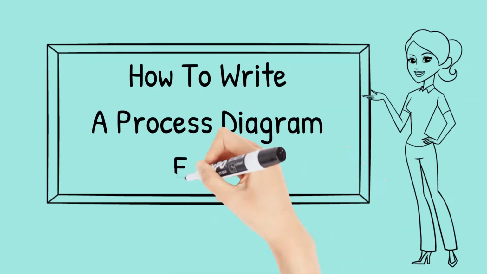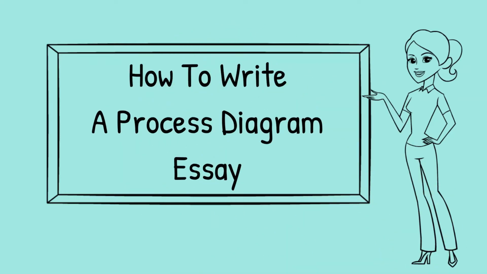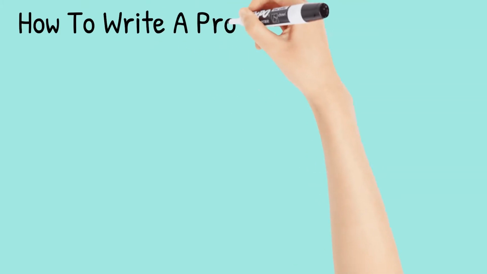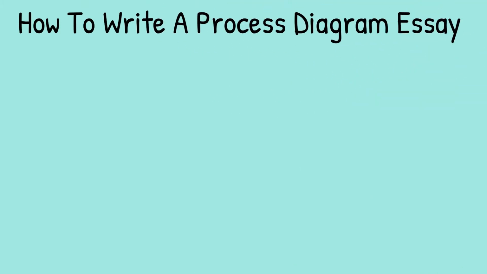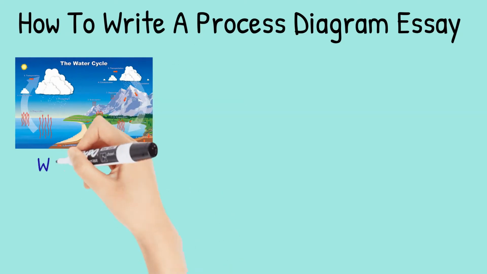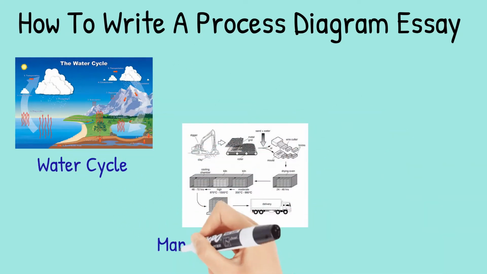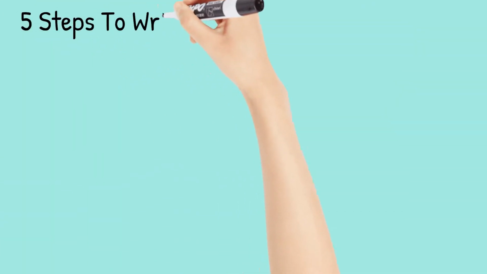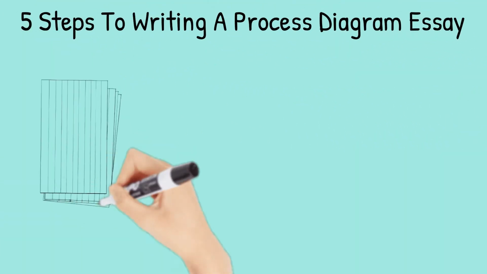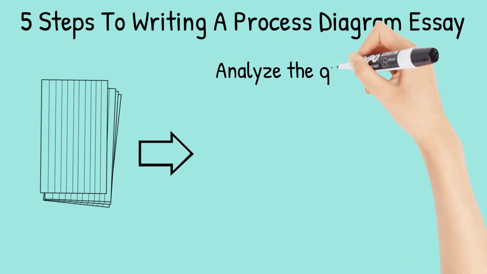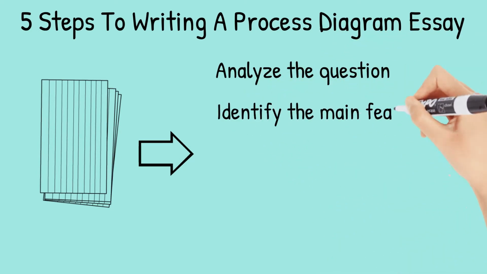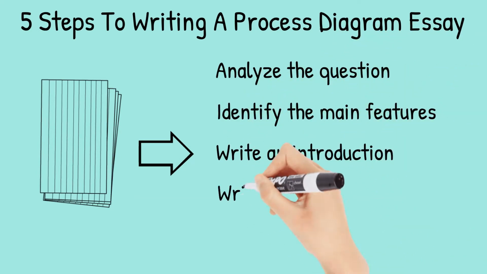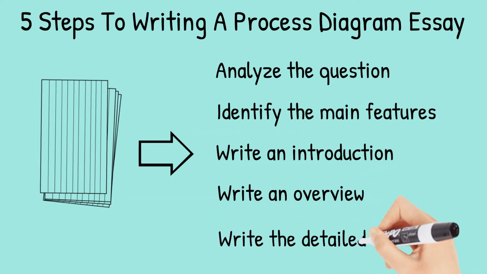In this video, we will cover how to write a process diagram essay for IELTS Academic Writing Task 1. A process diagram question can contain a wide variety of different types of graphics. It could be a natural process such as the water cycle, a manufacturing process, or a diagram of a system. Using these 5 steps will help you to write a high-scoring process diagram essay. Analyze the question, identify the main features, write an introduction, write an overview, and write the detailed paragraphs.